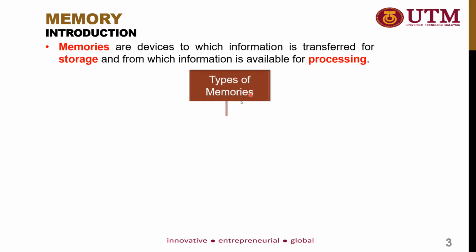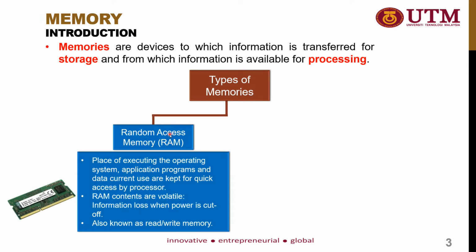The first type is the random access memory. Random access memory is the place where the operating system, application programs, and data currently in use are kept for quick access by the processor. For example, if you are using a computer and opening an application, that application is temporarily stored inside the random access memory so the processor can quickly access it in order to execute some operation. So the RAM contents are volatile.